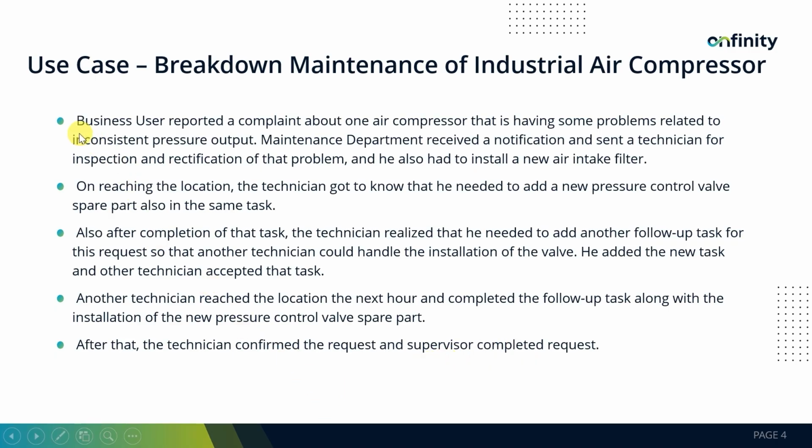The business user is the one who is using the output of the air compressor, or may be part of the compressor's operations team. They have reported a complaint that the compressor is having some problems related to the pressures. Then the team received a notification and sent a technician for the inspection as well as for the rectification of the problem. At this point, they could also know that they have to install a new filter, or they can decide when they are reaching the site.